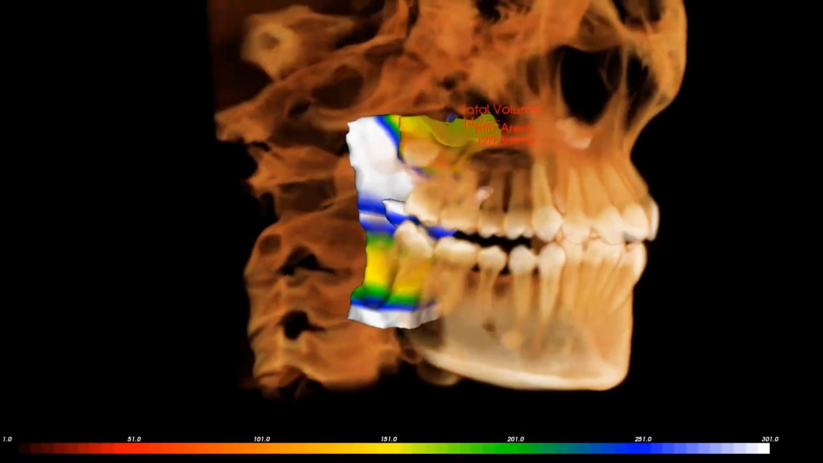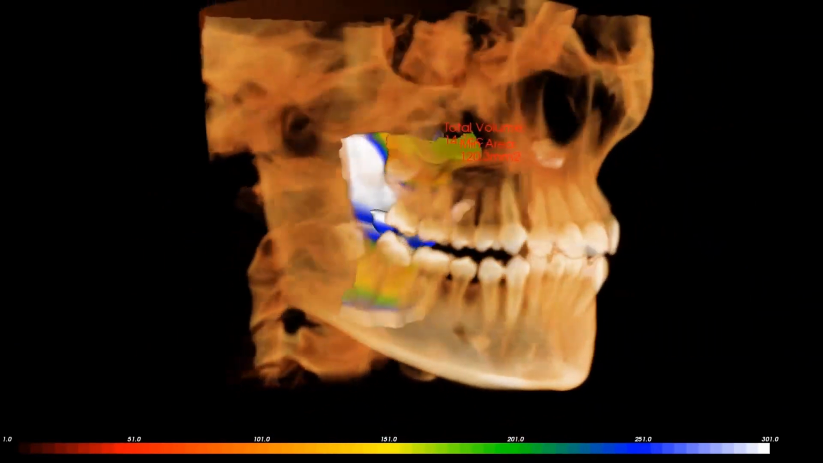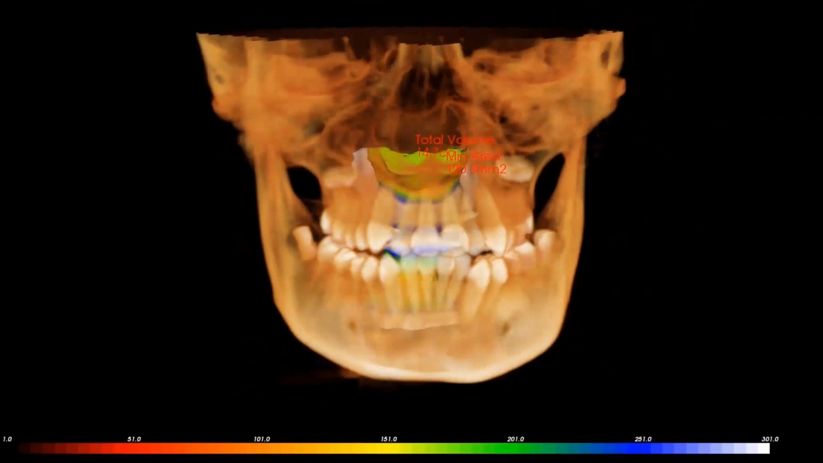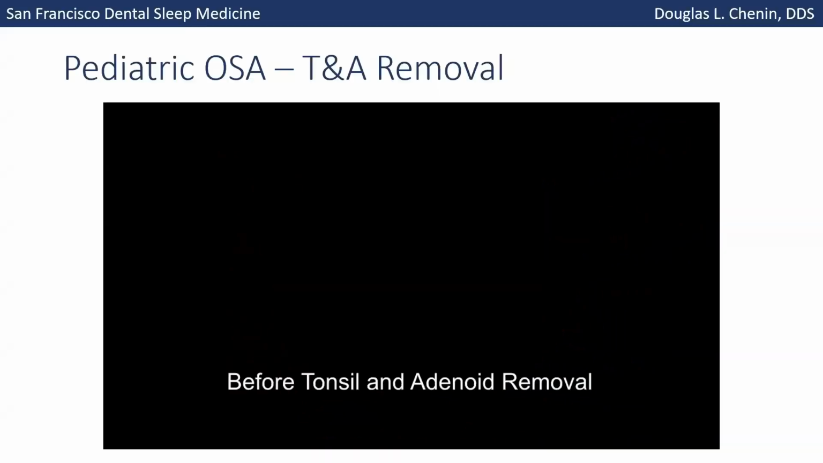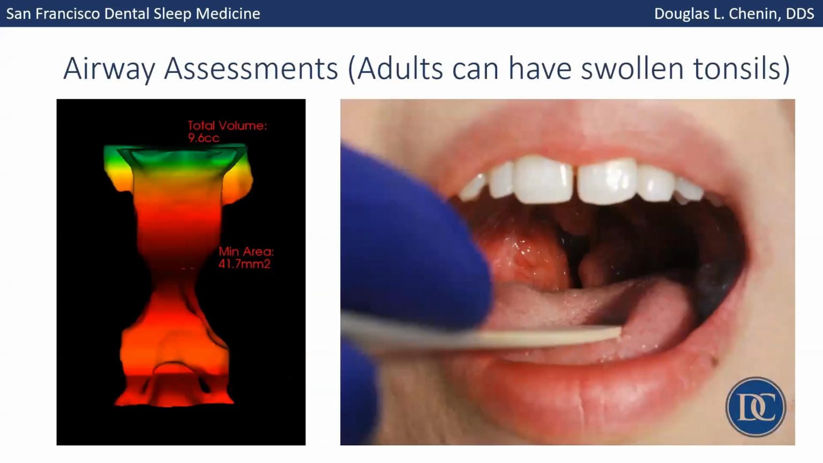And so children with swollen adenoids and tonsils are often mouth breathers and then have even further problems during the night. I'm going to skip this video. It just shows a child snoring and then not snoring after they remove the tonsils. You can find those online. But quite dramatic. And so children should not be snoring. They should not be gasping. They should be breathing through their nose with their mouth closed.